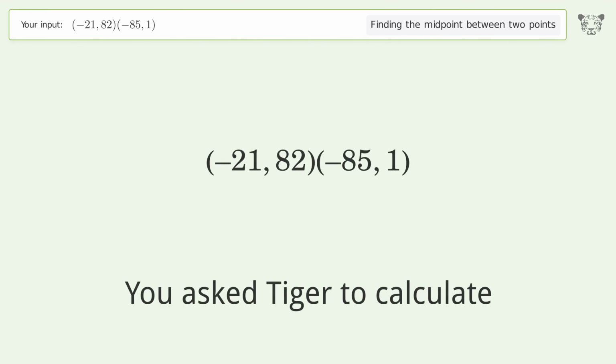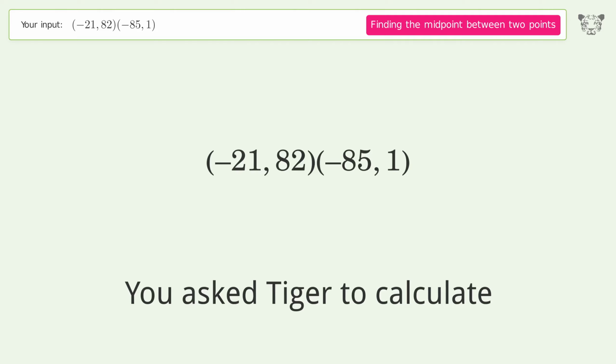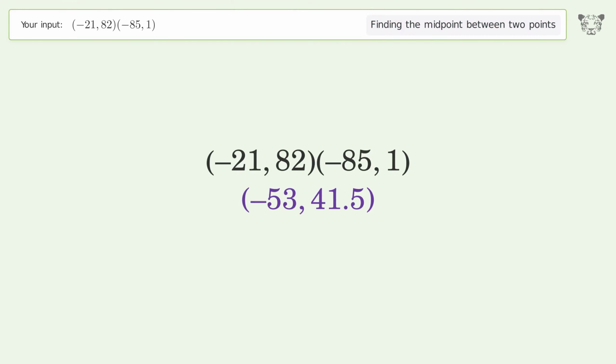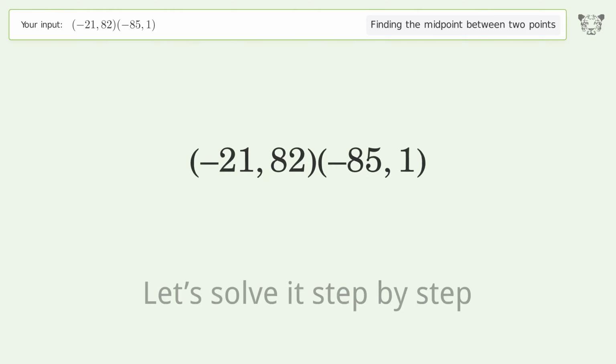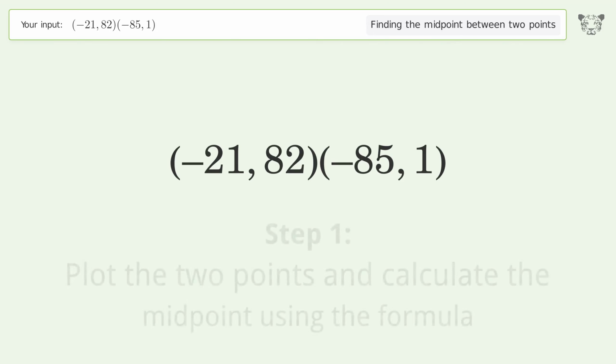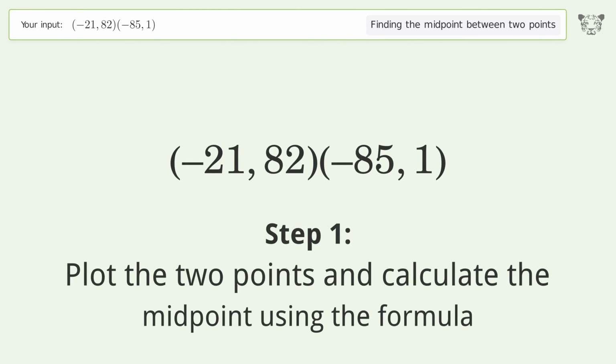You ask Tiger to calculate. This deals with finding the midpoint between 2 points. The midpoint between the 2 points is -53, 41.5. Let's solve it step by step. Plot the 2 points and calculate the midpoint using the formula.